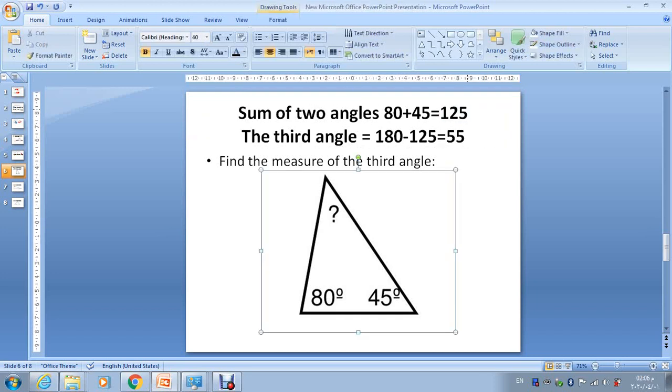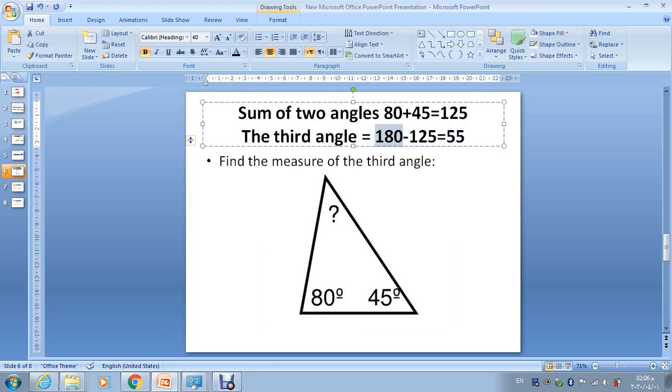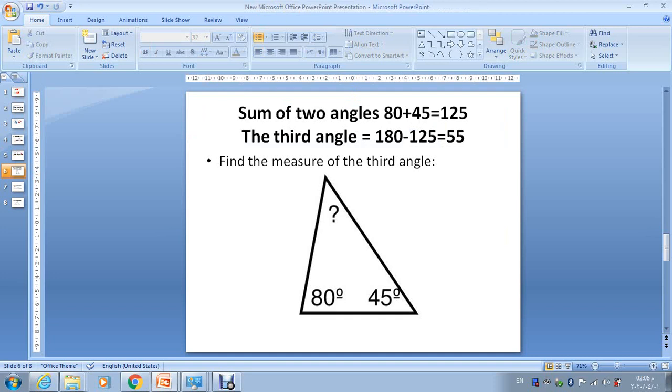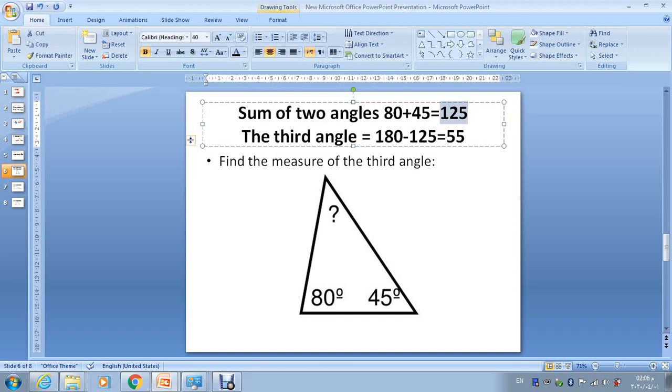So what is the third angle? The third angle will be 180 minus 125. All of them minus those two only. It will be 55. Again, the sum of two angles 80 plus 45 equals 125. We added them. Now we want the third. How will I know the third? If I know that the sum of all angles is 180, I will subtract 125 from 180 in order to get what I don't know, which equals 55.